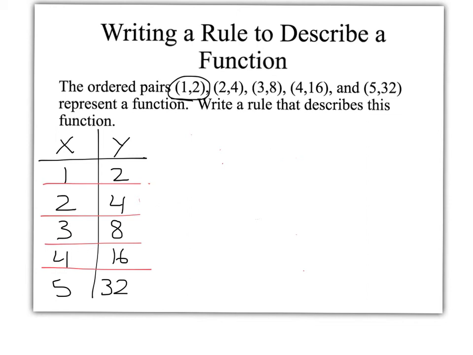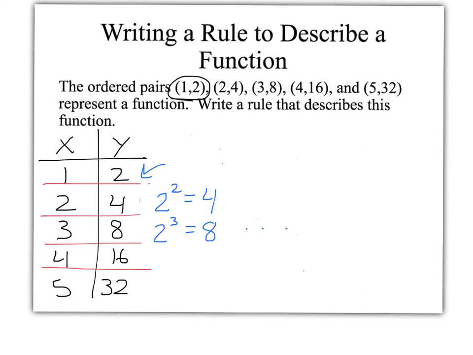Okay, so let's say we could take, and usually the first ordered pair doesn't help you all that much. So think about how we went from 2 to 4. Well, we took 2 and we squared it, and that got us 4. How did we go from 3 to 8? You could take 2 and you could cube it. 2 cubed would be 8. 2 times 2 times 2 is 8.